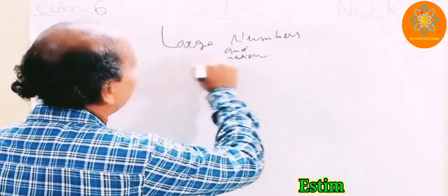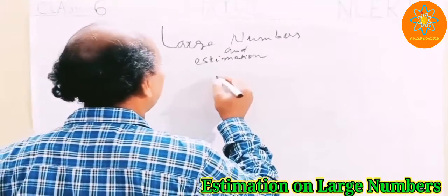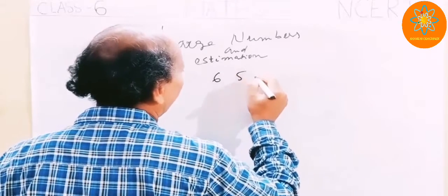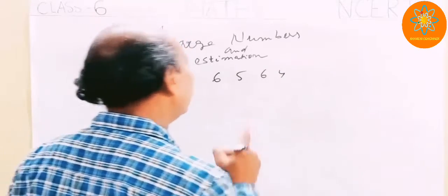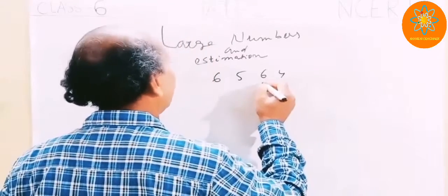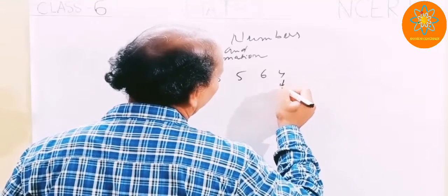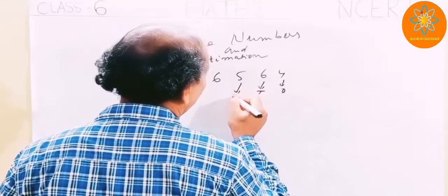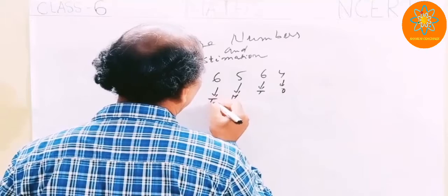To start with large numbers and their estimation, suppose we have any number like 6,564. This number we can estimate in different ways. This is your 1's place, this is 10's place, this is 100 place, this is 1000 place.